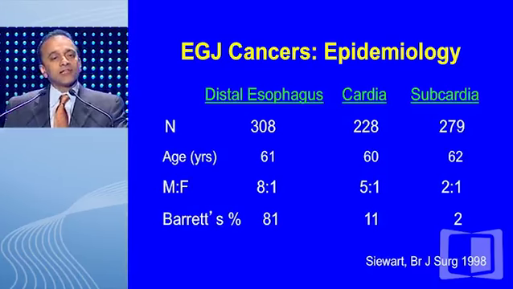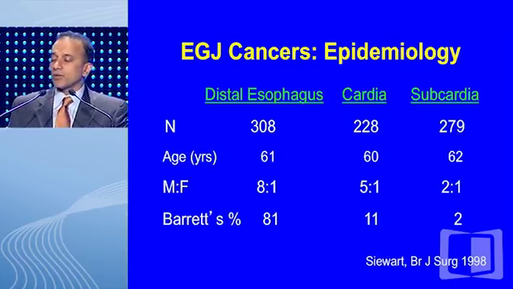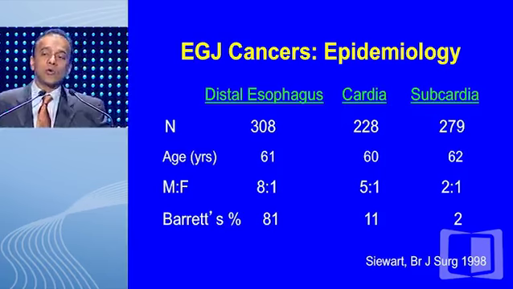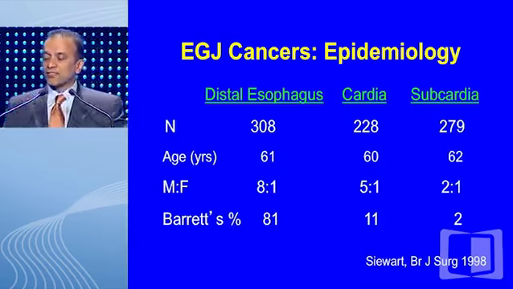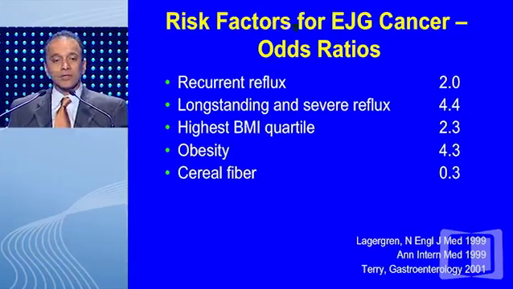Now, based on the Sievert classification, if you look at the epidemiology of distal cardia and the subcardia cancers, what you find is that the average age is very similar. However, as you move closer to the esophagus, it has a more male predominance. And again, it has more association with Barrett's metaplasia as you move to the distal esophagus as compared to moving closer to the distal stomach. And so it tells you about what the epidemiology of these cancers are.